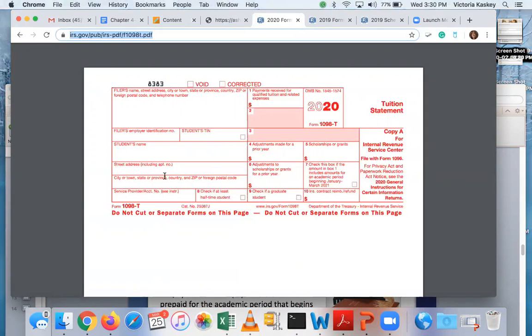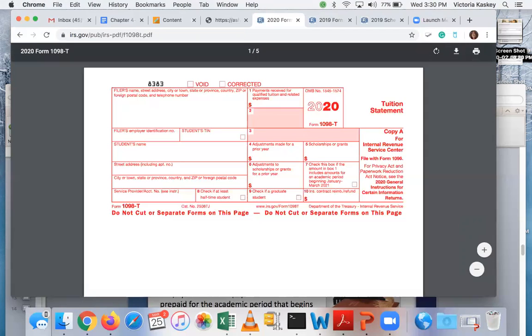So if you want to claim American Opportunity Credit, you should have received a 1098-T from Ashland University. If you took a class elsewhere last summer, let's just say, and you transferred it in, you will have also received a 1098-T from that university as well. Box 5 here shows an amount that is in scholarships or grants. We already learned scholarships and grants are not allowed to be deducted for tuition.